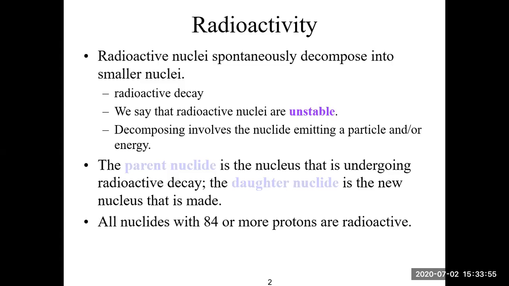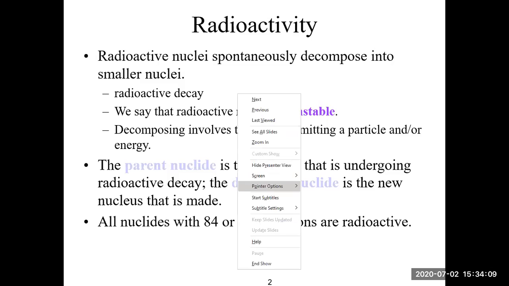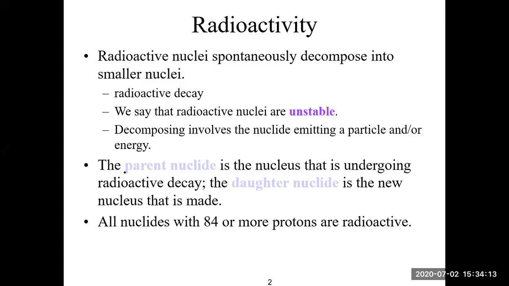Now, when things do go through this radioactive decay, whatever we start with is sometimes referred to as the parent nuclide, which I think is what that says. Might be hard to see on your paper there. And it is the nucleus that is undergoing the change or the reaction that is occurring. And the new nucleus that is formed, the new element that is formed, is sometimes referred to as the daughter nucleus. And essentially, all nuclides above 84 protons are usually radioactive.